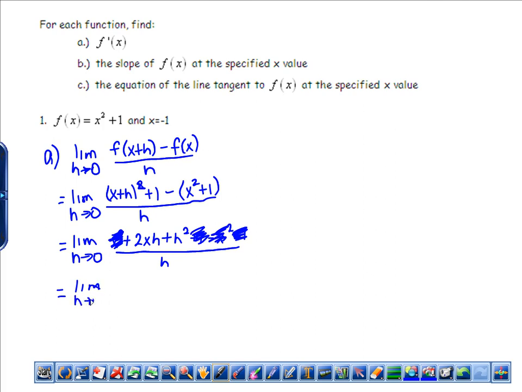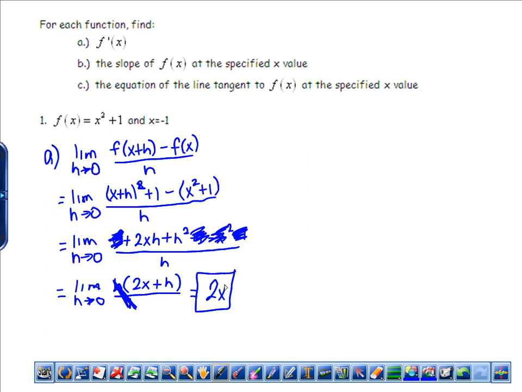So the limit as h approaches 0, and then we have h, and in parentheses 2x plus h, over h. The h's now cancel, and now we can do the substitution. Okay, so now if I substitute 0 for h, I am left with 2x. Okay, this is the answer to the first question. What is the derivative? What is f prime of x? It's 2x. What does this mean?